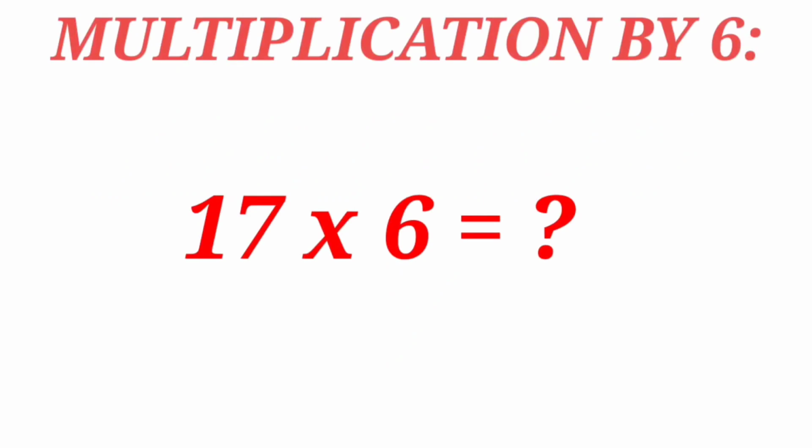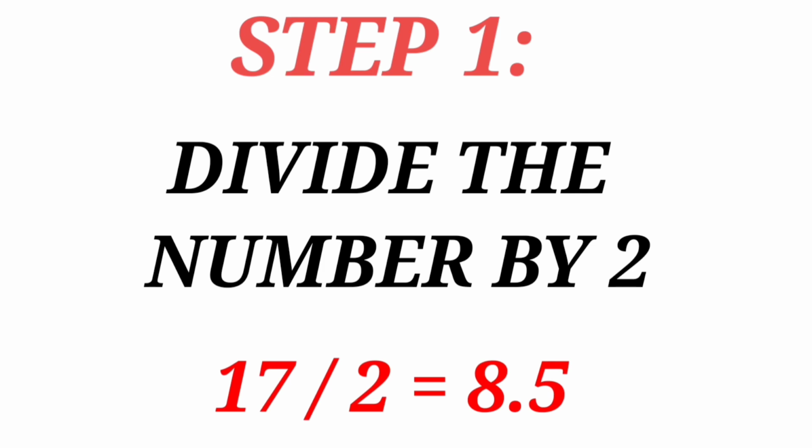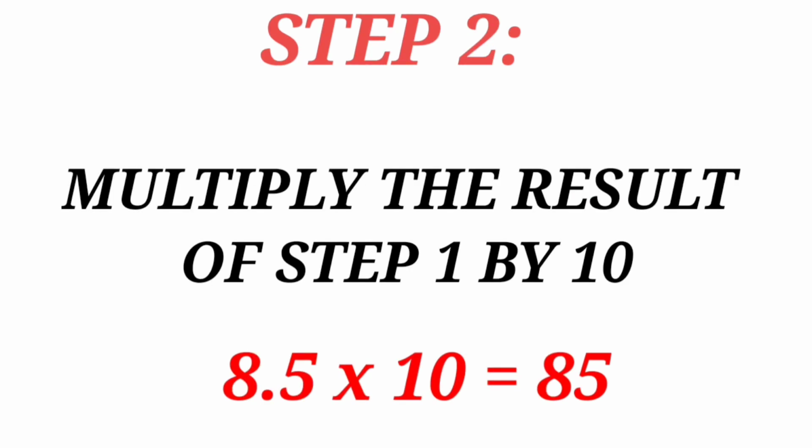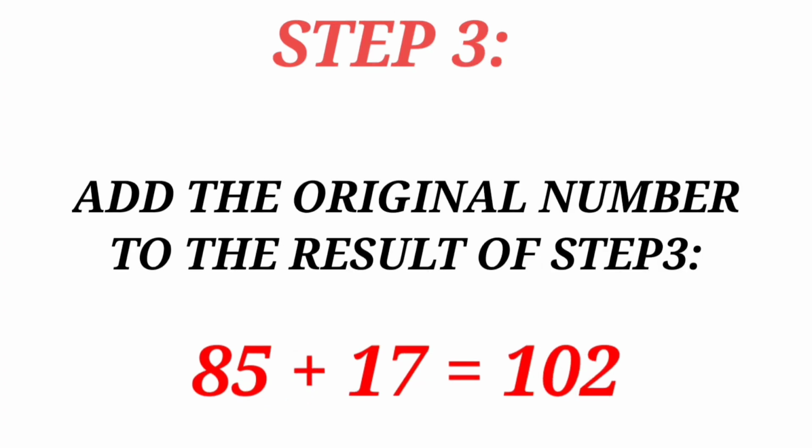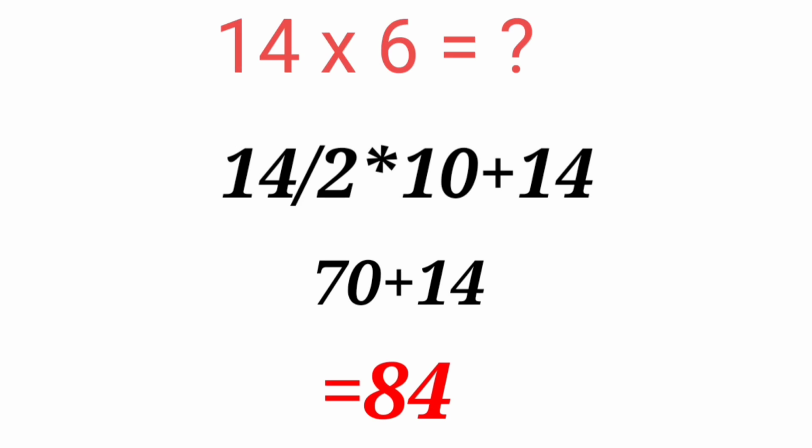Method 7. Multiplication by 6. For example, 17 multiplied by 6. Step 1 is, divide the number by 2. So, 17 divided by 2 is 8.5. Step 2 is, multiply the result of step 1 by 10. So 8.5 multiplied by 10 is 85. Step 3 is, add the original number to the result of step 2, so 85 plus 17 will become 102. Here is another example of this method. Follow the same steps and you will get the answer in some seconds.